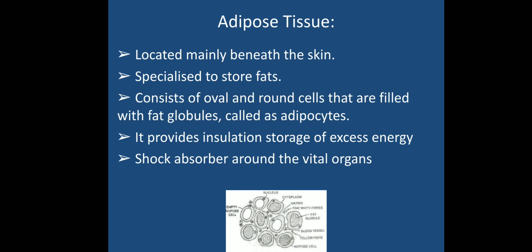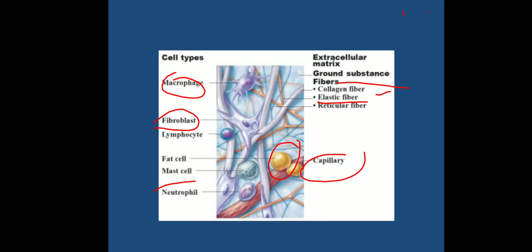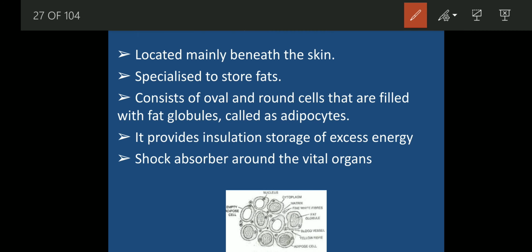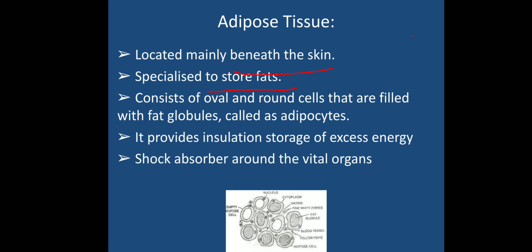Now, the loose connective tissue also has another type, that is the adipose tissue. Adipose tissue is the specific tissue responsible for storage of fats, and it is mainly located beneath the skin, below the skin. It consists of oval and round cells that are filled with fat globules, called adipocytes. Keep in mind, it can come in a question: the cells of adipose tissue are called adipocytes. What are they called? They are called adipocytes.